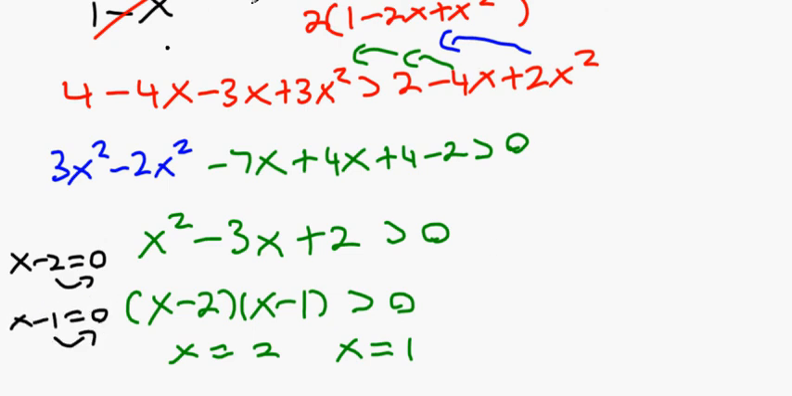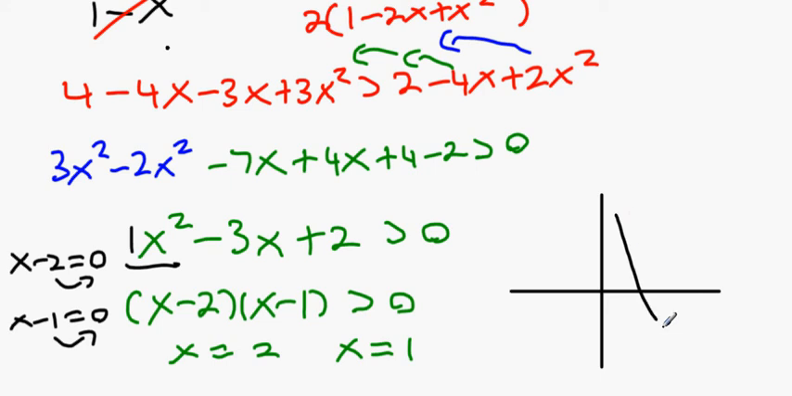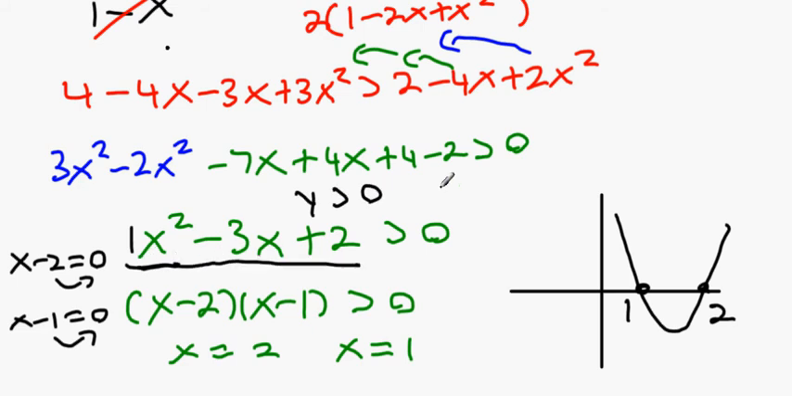Now what you're going to do is realize that this is a U-shaped graph. It's a U-shaped graph because it has a positive x squared. The number in front of the x squared is 1, so it's positive. And it crosses at x equals 1 and x equals 2. We want this graph's y value to be bigger than 0, because all this represents the y value. So we need to find where it's bigger than 0.